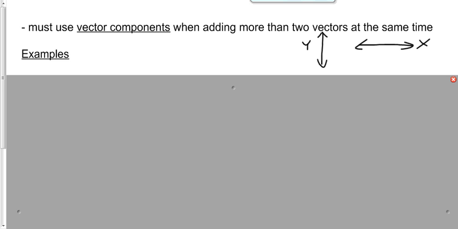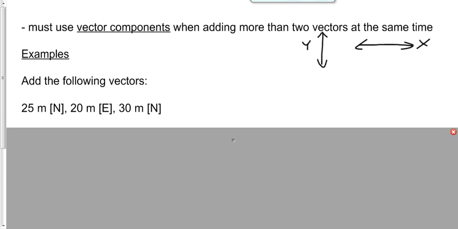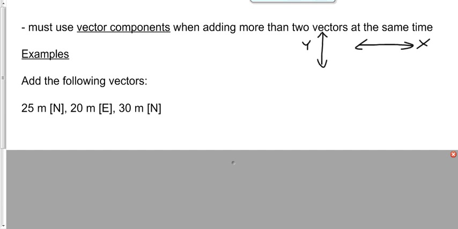So what does that really mean? Let's put it into practice here with a question. My first one says, add these three vectors together: 25 to the north, 20 to the east, and then 30 to the north. The first thing we're going to do is draw this out, same as we did before, but when we do that, we're going to see that we don't have a right-angled triangle vector diagram. Still a vector diagram, but not a right-angled triangle vector diagram.